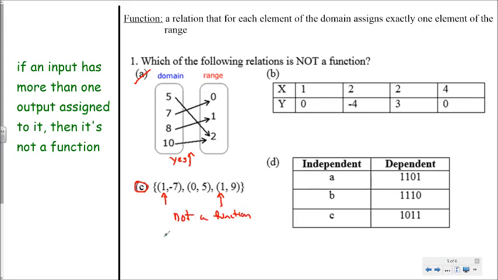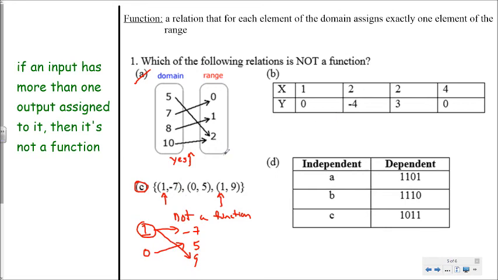Thinking of it as a map, what this relation actually does is it takes the values 1 and 0 and assigns them to either -7, 5, or 9. The reason it's not a function is that 0 gets sent to 5, that's all well and good, but 1 gets sent to both -7 and 9. So that's not okay. You can't have one input being assigned more than one output.